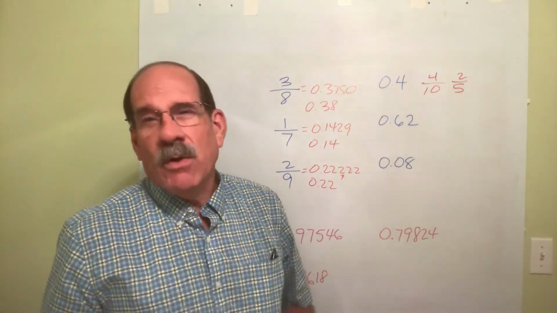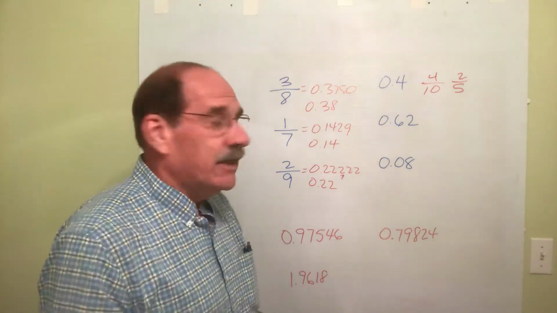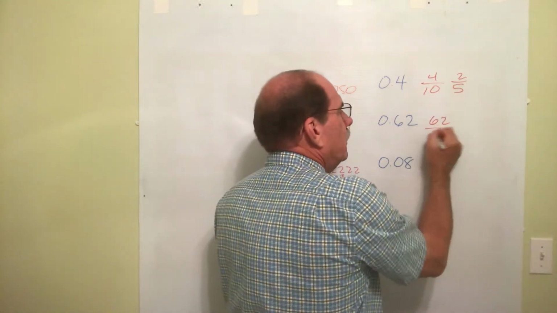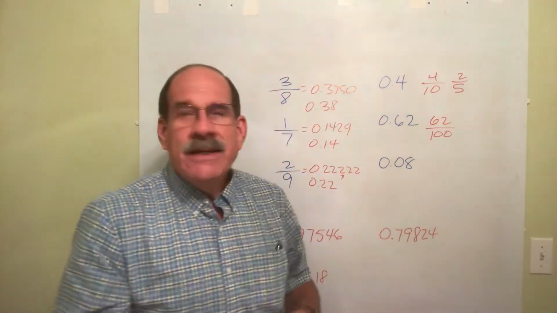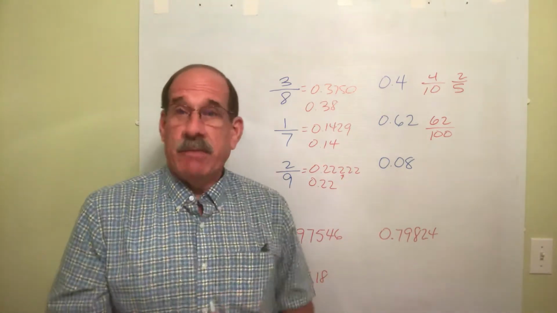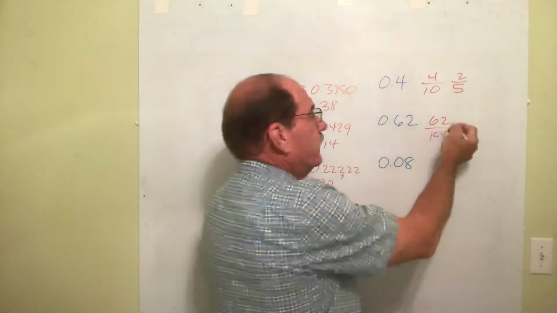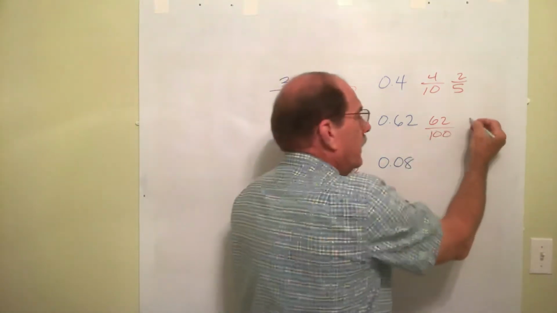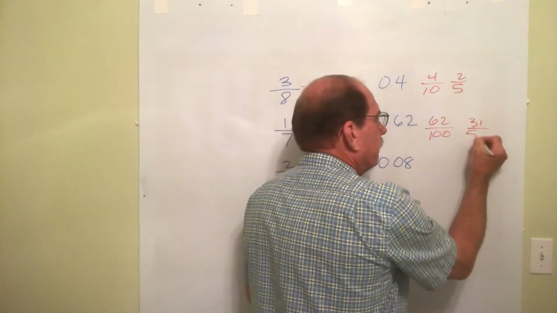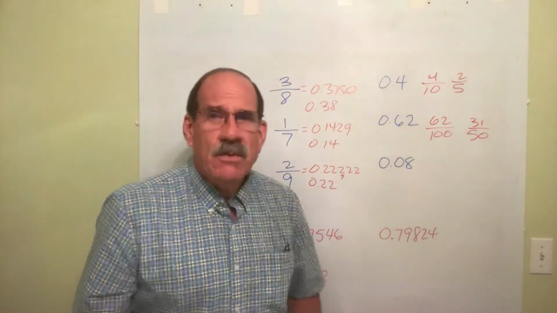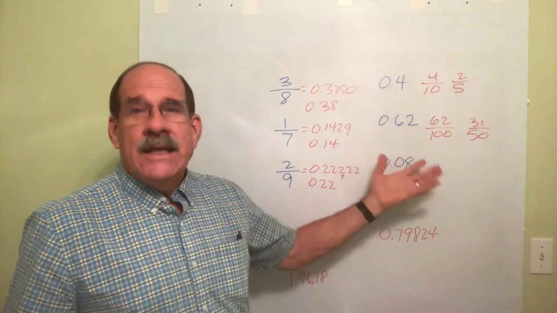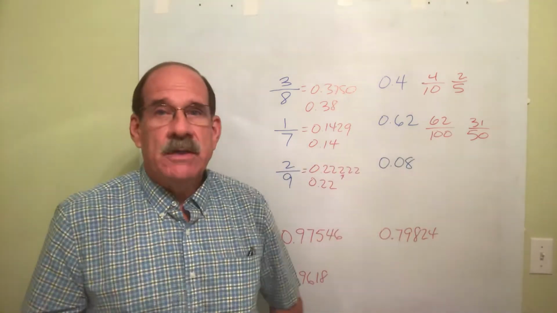0.62, that's the way you ought to say it in the real world, but I could say it 62 hundredths. Write it, 62 hundredths, and then you reduce that to lowest terms. I can divide both those by 2, I suppose. Divide 62 by 2, that must be 31. Divide 100 by 2, that's 50. And I can't reduce those anymore, so there it is. So 0.62, the decimal, its fraction equivalent is 31/50.